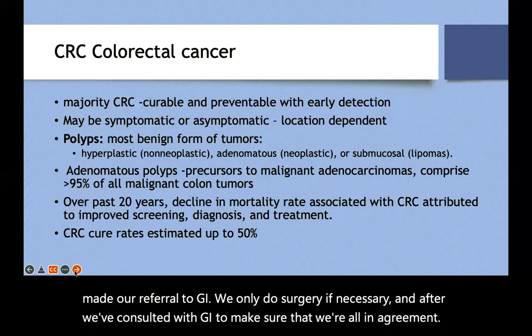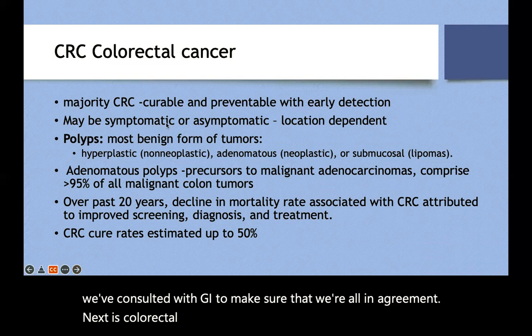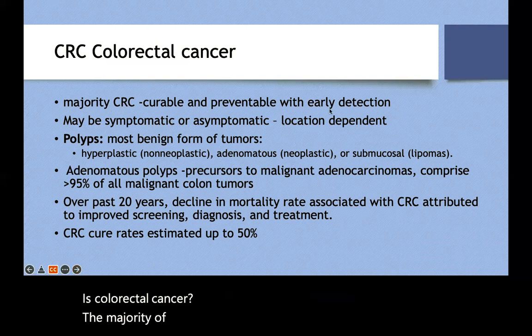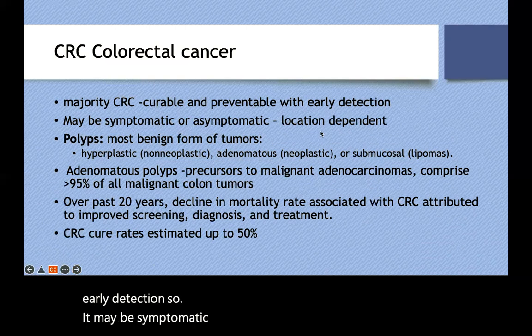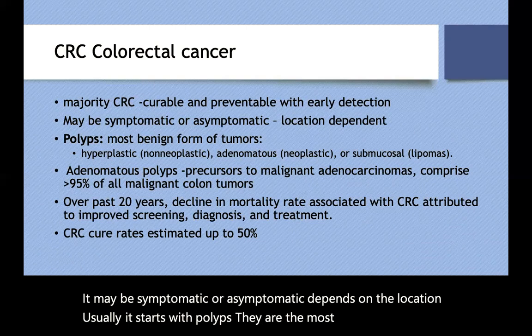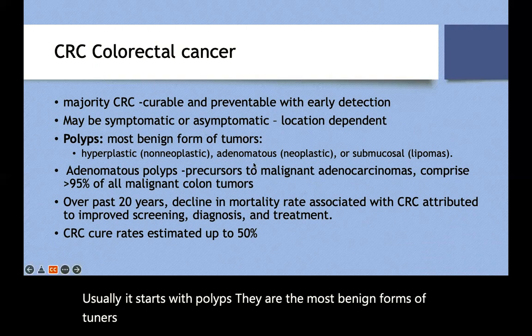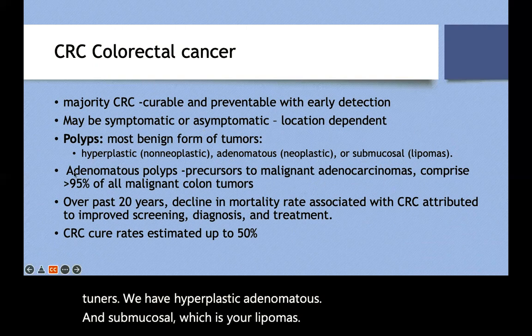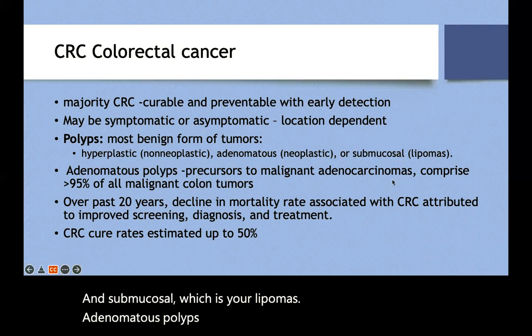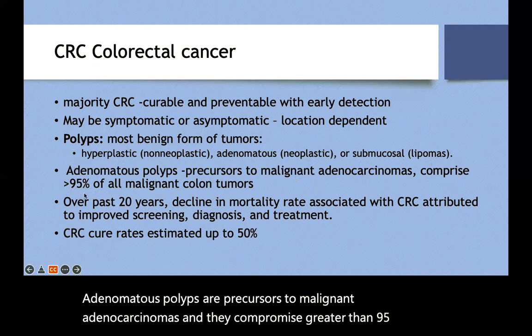Next is colorectal cancer. The majority of colorectal cancer is curable and preventable with early detection. So it may be symptomatic or asymptomatic, depends on the location. Usually it starts with polyps. They are the most benign forms of tumors. We have hyperplastic, adenomatous, and submucosal, which is your lipomas. Adenomatous polyps are precursors to malignant adenocarcinomas, and they comprise 95% of all malignant colon tumors.